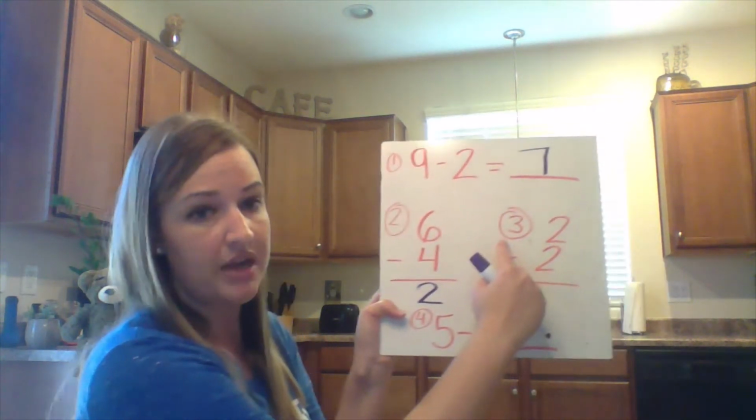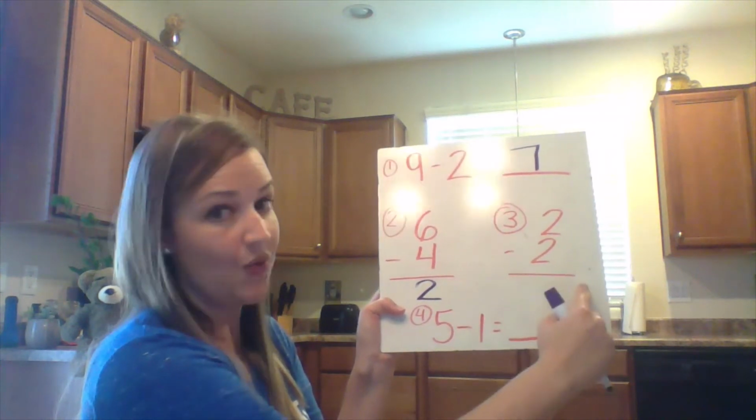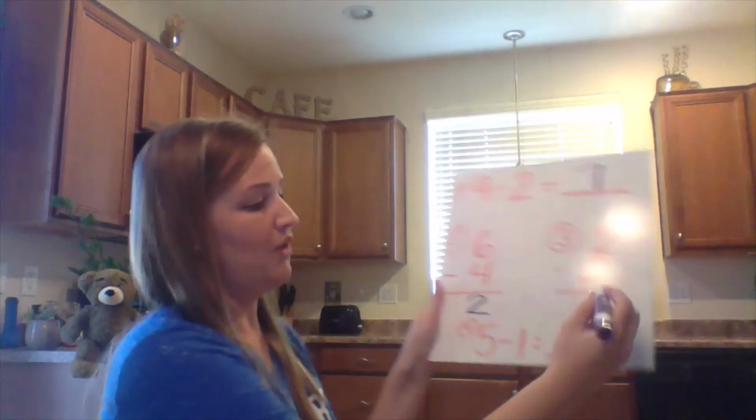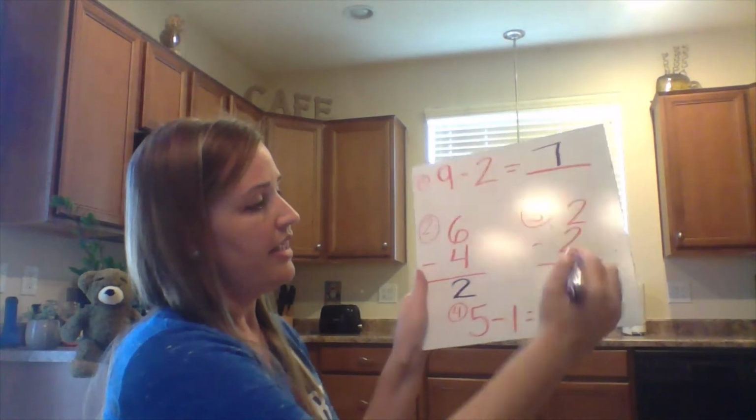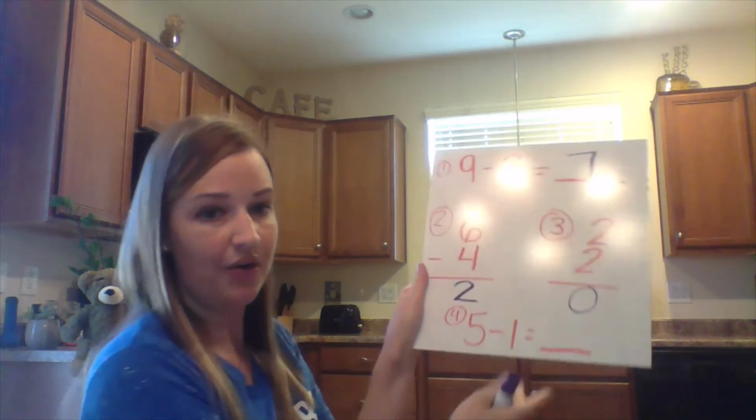Look at number 3. Number 3 says 2 minus 2 equals, let's use our fingers. If we have 2 and we take away 2, how many are left? 0. Nothing's left. So I'm going to write my answer. It says 2 minus 2 equals 0.